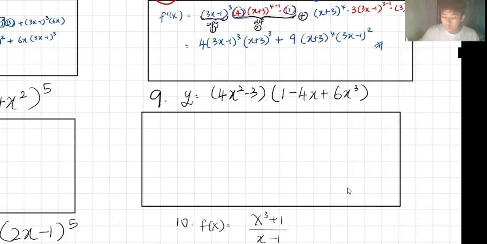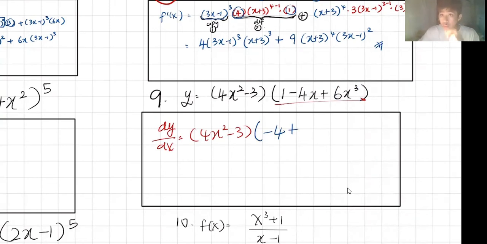So what do I do with product rule when I differentiate? I copy the first thing, which is 4x squared minus 3. I copy it. Then I differentiate the behind. When I differentiate the behind, what I get is negative 4x. When I differentiate, I get negative 4. Remember, I told you when it's only x, you can just take the number in front of it as the differentiation. Okay, negative 4 plus, how do I differentiate 6x cubed?